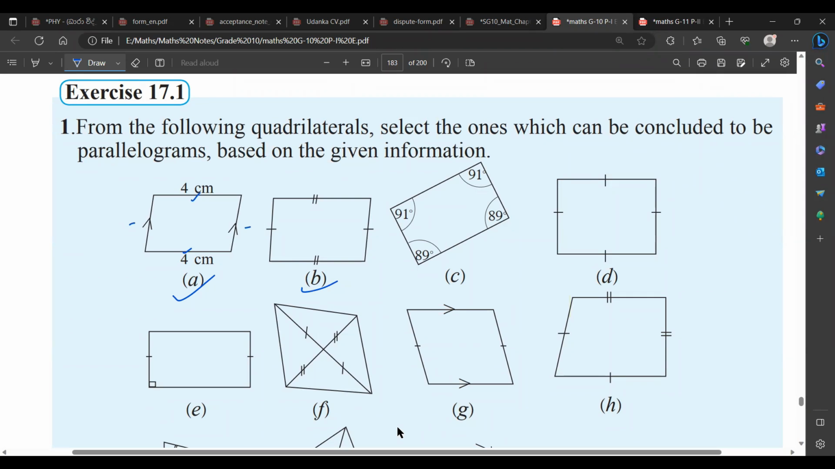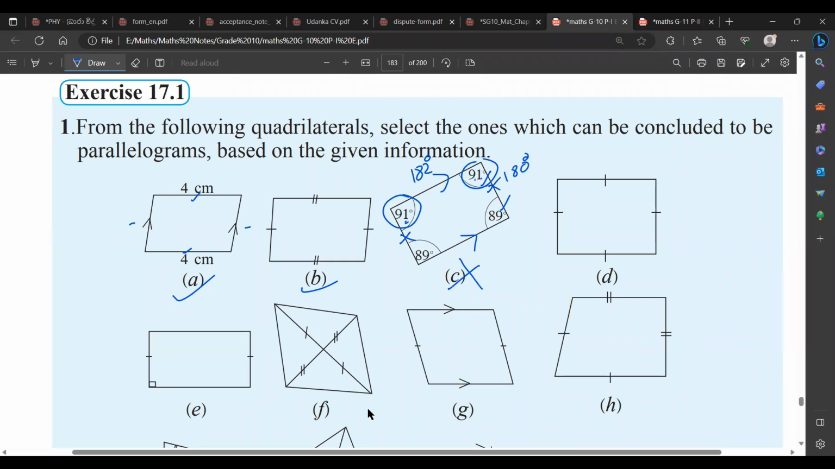Here, look, the addition of these two is 180, so these lines should be parallel. Addition of these two, look here, okay, these lines are parallel. But here, the addition of these is 282, so these are not parallel. So this is not a parallelogram.